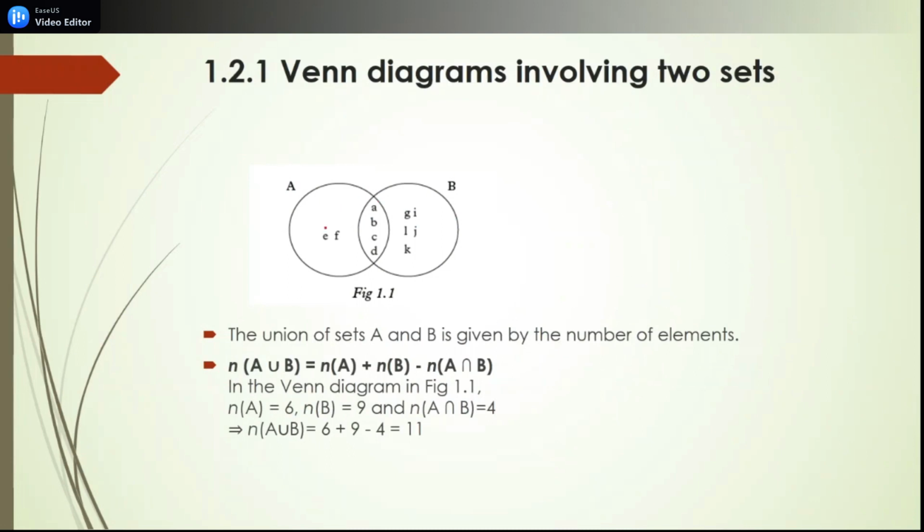To write the elements in these sets, in the intersection you have A, B, C, and D. The elements which do not belong in A are G, I, R, J, K, and the elements which do not belong in B are E and F. The union of sets A and B, we count all elements here: A, B, C, D, E, F, G, I, R, J, K, and so on.